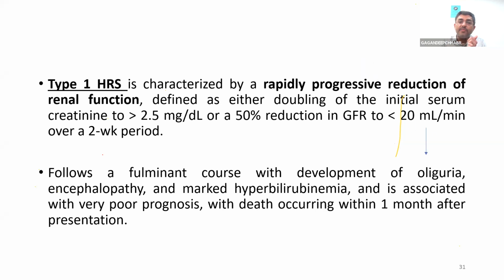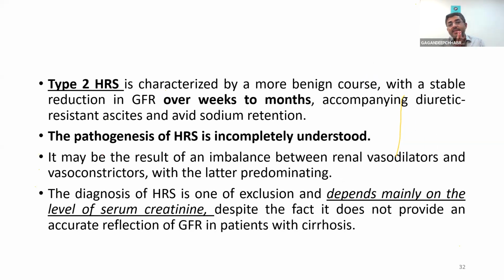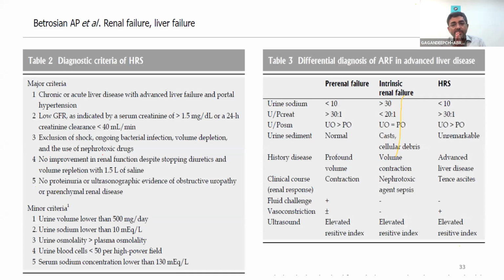Then there's a more subtle type of HRS, which is known as type 2 HRS. It is characterized by a more benign course, with stable reduction in GFR over a period of weeks to months. The pathogenesis is incompletely understood, but it's more likely the same, involving the vasodilators and the vasoconstrictors. Diagnosis is dependent only on exclusion and mainly on the creatinine levels. That's why there's a lot of confusion in differentiating type 2 HRS from other underlying causes of renal dysfunction. So these are two good tables, traditionally considered important. But ask me, clinical things are more important than just these definitions and lines.